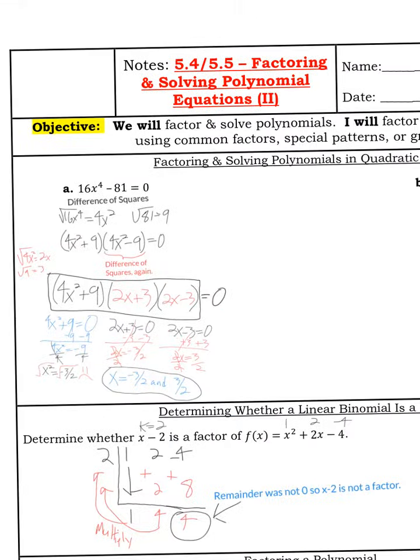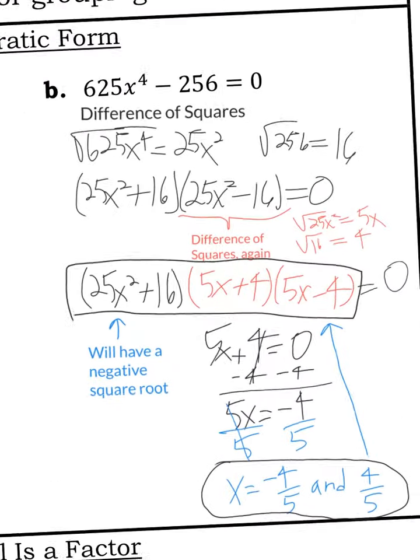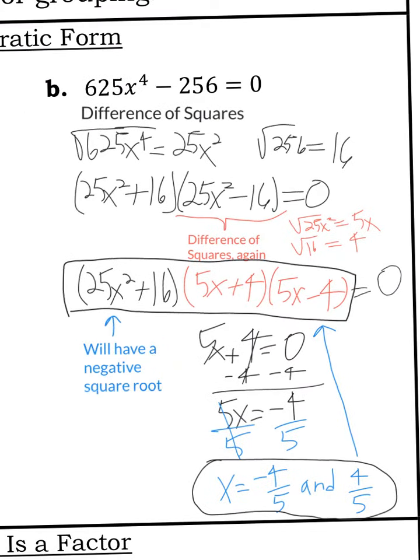So looking at the one next to it, it's a pretty similar example. It's a difference of squares again because the square root of 625x to the 4th is 25x squared. The square root of 256 is 16. Make one plus, make one minus. That second one that's minus, check to see if that one's a difference of squares again. Does each term have a square root? Yes, it does. The square root of 25x squared is 5x, the square root of 16 is 4.